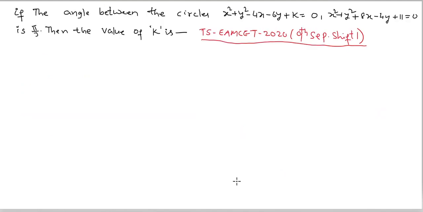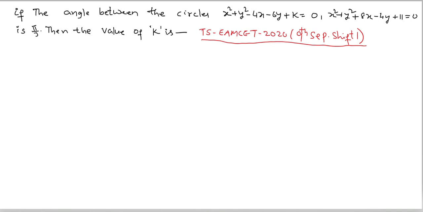If the angle between the circles x square plus y square minus 4x minus 6y plus k is equal to 0, comma, x square plus y square plus 8x minus 4y plus 11 is equal to 0 is pi by 3, then the value of k is dash. This is the 2020 9th September shift 1 question.